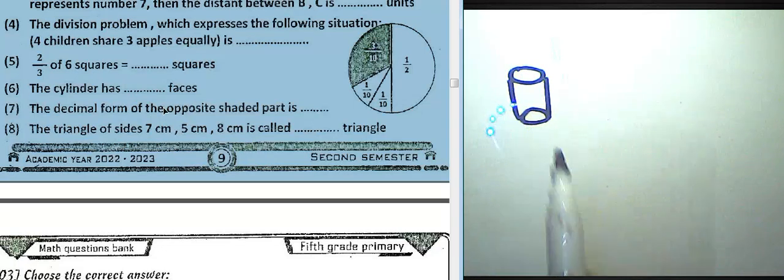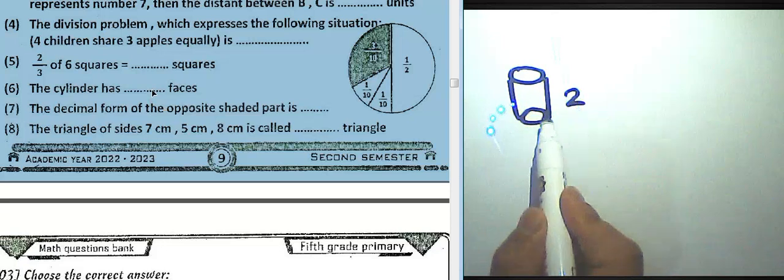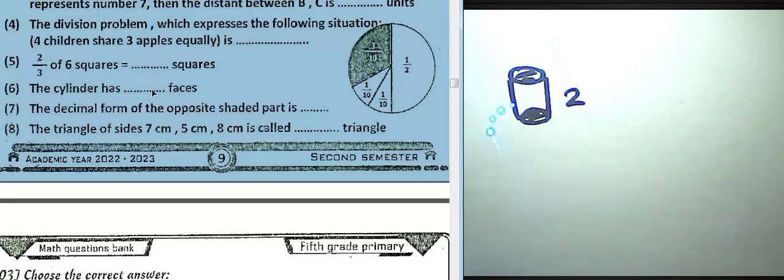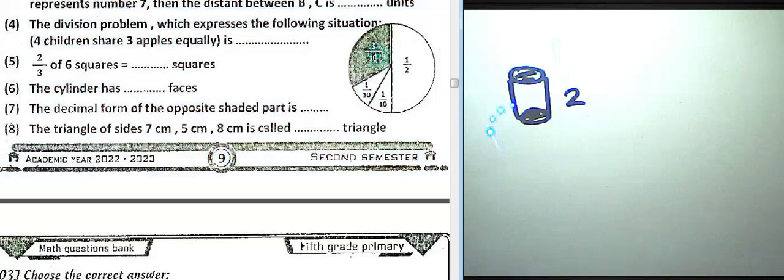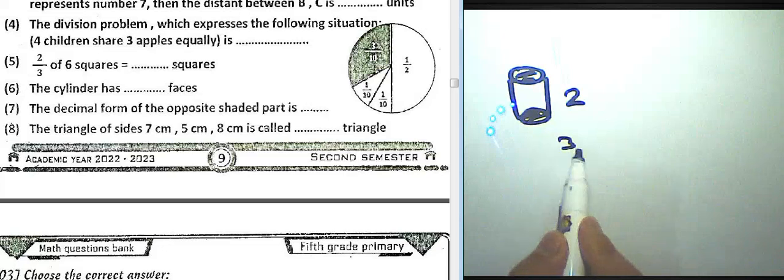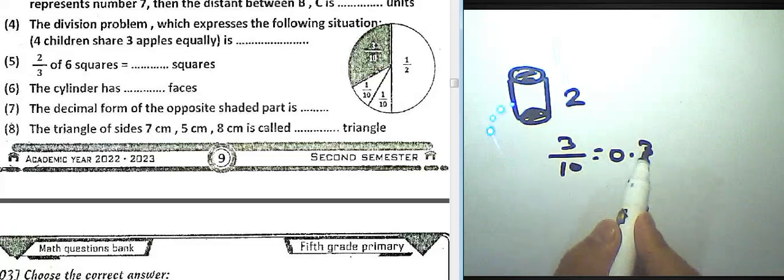The cylinder has blank faces. Cylinder has 2 faces. You know cylinder? We call it cylinder. Cylinder has 2 faces. Okay? Write 2 here. 2 faces. We call them 2 bases or 2 faces. Okay? The decimal form of the shaded part of the object is 3 over 10. It will be 0.3.